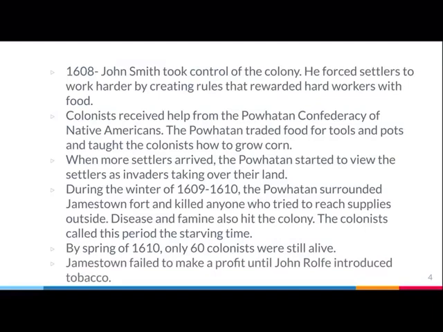We see Jamestown kind of failing to make any sort of profit until a man named John Rolfe introduced a plant known as tobacco. Tobacco is very valuable in Europe and England, right? It was very wanted, very needed. Once he introduced tobacco, that's when we really start seeing Jamestown rising, because they were able to make a profit off of it.